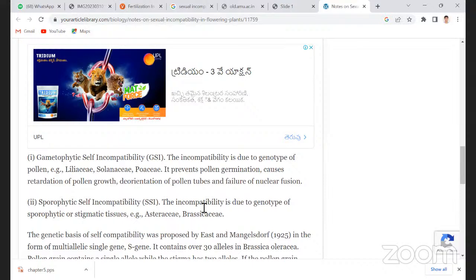So it prevents pollen germination, causes retardation of pollen growth, deterioration of pollen tubes, and failure of the nuclear fusion.